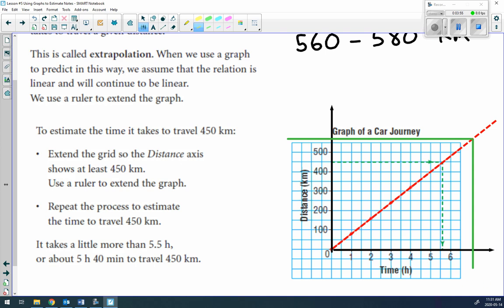So estimate the time it takes to travel 450. We extended our graph. We go to 450, and then we come straight down. Somewhere over, what, 5.5 hours, somewhere in there? Somewhere around there, you can figure it out. So you start with your normal graph and extend all the lines. Extend the x-axis, extend the y-axis, extend the line here, and then you can predict what it would be.